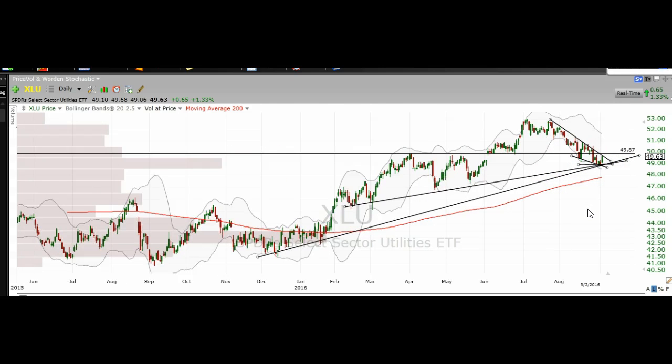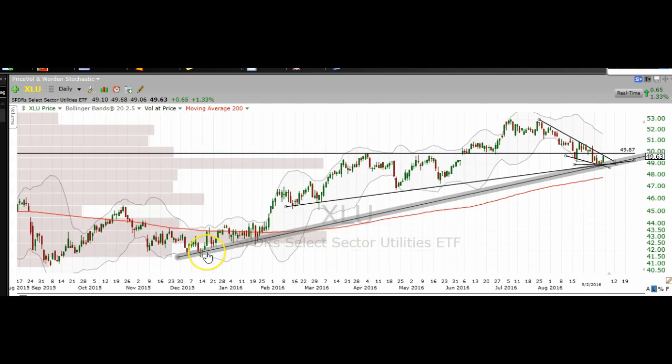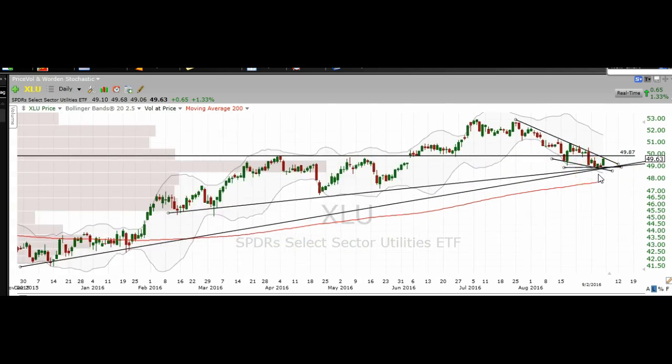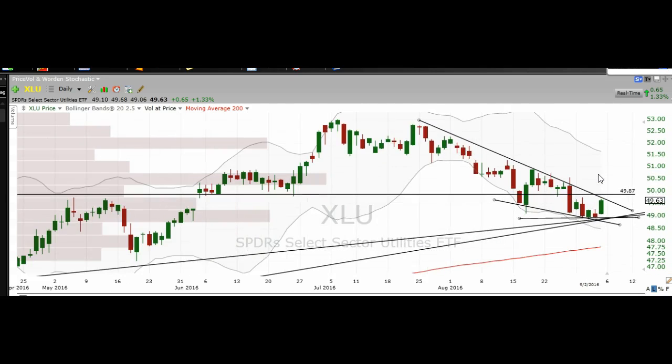We've also got a couple of other things. We've got this uptrend line right here meeting us right here. We've also got this uptrend line, touch here, here, here, meeting us right there. We also have what looks like a potential falling wedge pattern as well. So here's the lower end of the falling wedge. Here's the top side of the falling wedge.